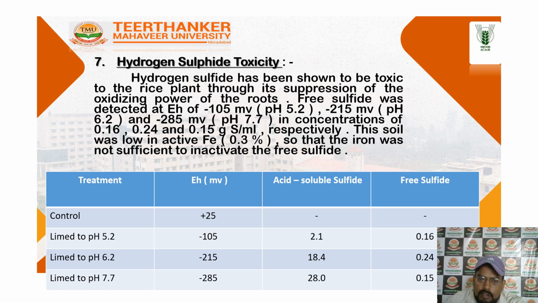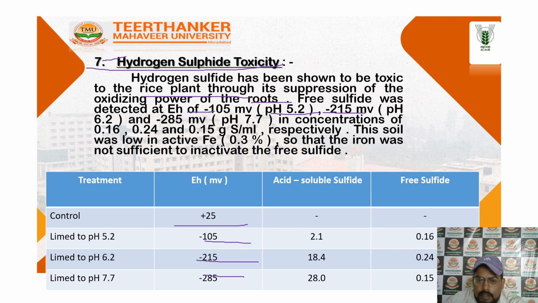The last one is hydrogen sulfide, which is toxic for the rice plant through suppression of the oxidizing power of the roots. The soil had low active ferrous iron, so the iron was inactive in the sulfide.